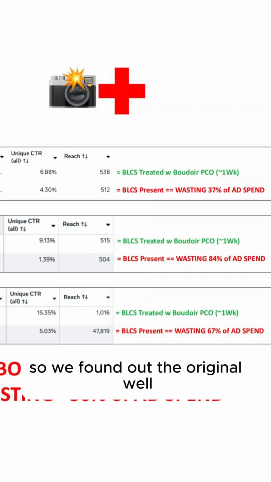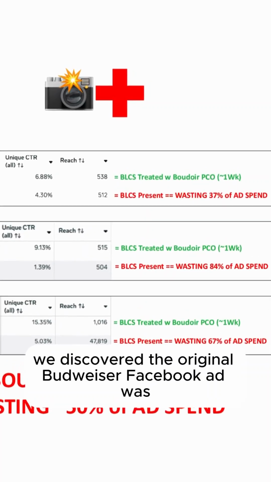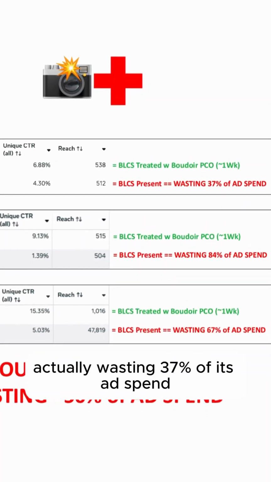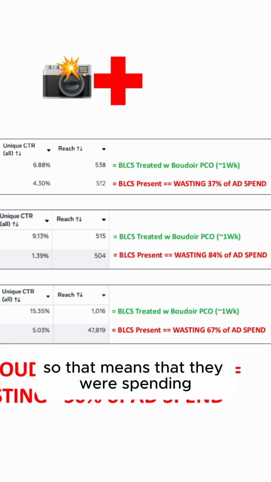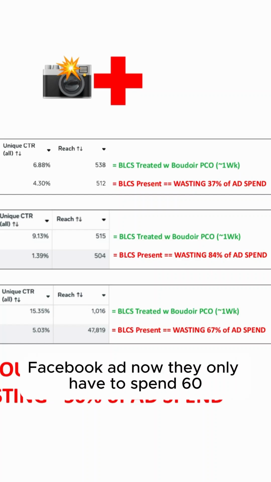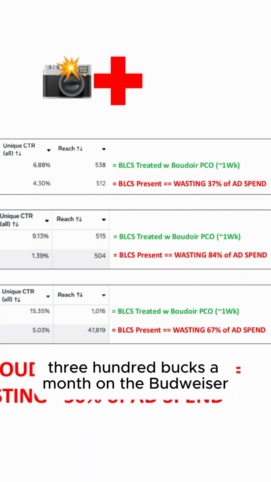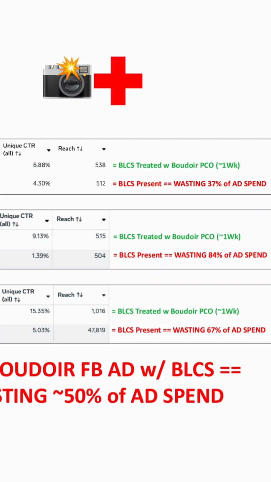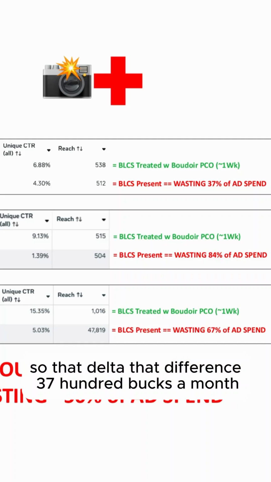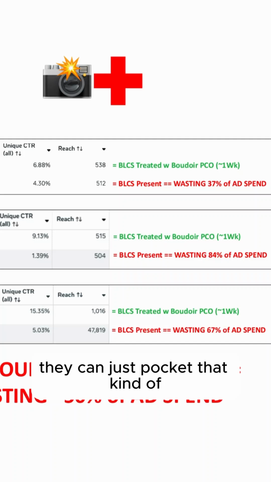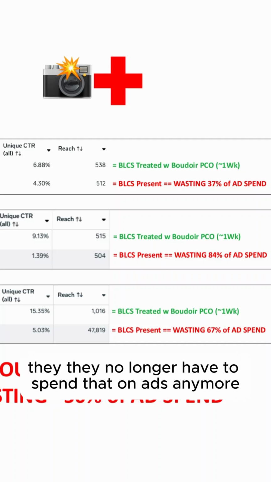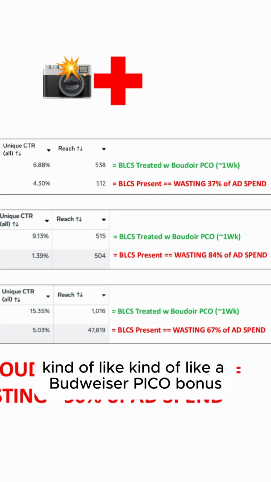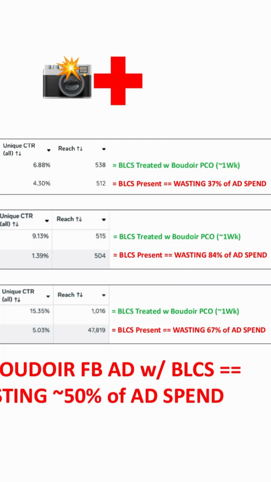So we discovered the original Boudoir Facebook ad was actually wasting 37% of its ad spend of what it could have been achieving. So that means if they were to spend 10 grand a month on the original Boudoir Facebook ad, now they only have to spend $6,300 a month on the Boudoir Pico treated ad to get it into the same number of women's brains. So that delta, that difference, $3,700 a month, they can just pocket as a phantom bonus. They no longer have to spend that on ads anymore, like a Boudoir Pico bonus.